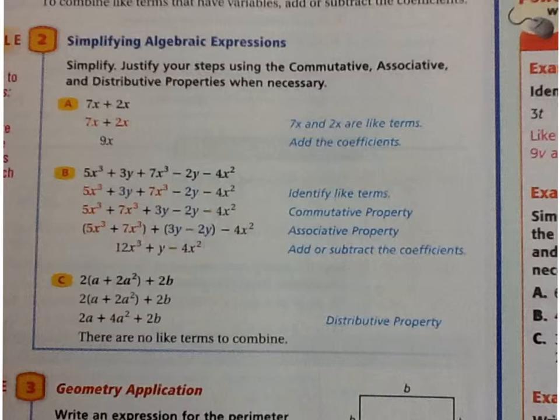The next one is 5x cubed, or to the third power, plus 3y, plus 7x cubed, minus 2y, minus 4x squared. So how many terms do we have?